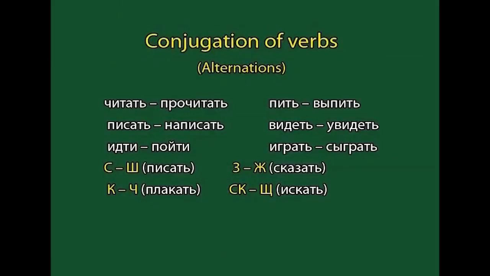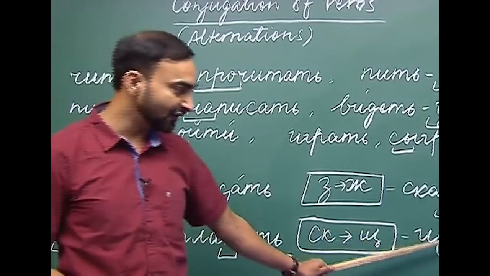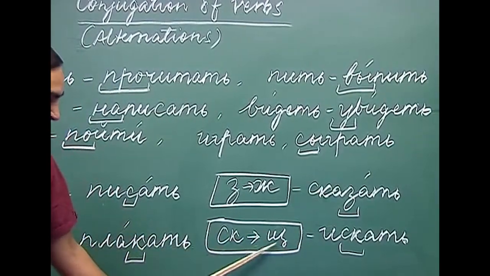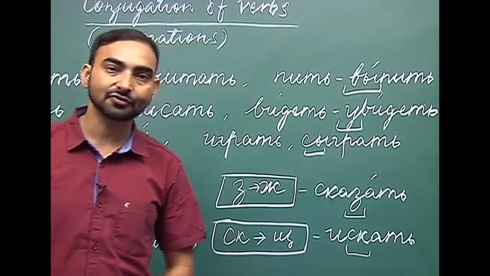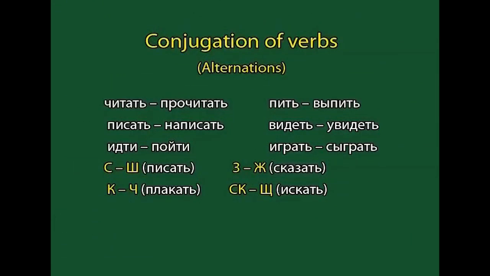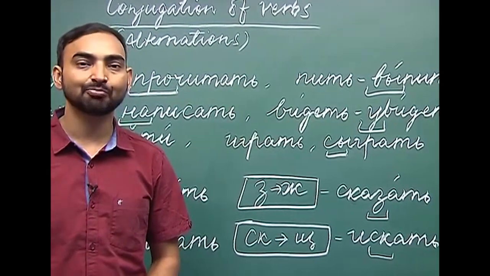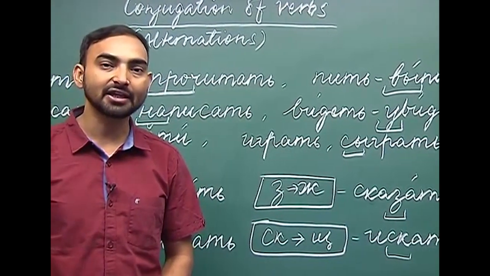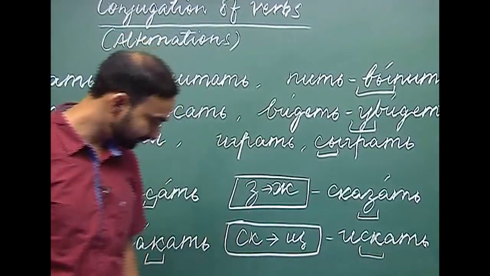The next alternation happens when a group of consonants s, k changes to a single consonant sh. Here a cluster of consonants is there in the infinitive form, which is changed to sh in the conjugated forms. For example, iskach. Iskach is to find, to look for. So, how do you conjugate iskach? Ya ishu, ti ishish, onana ishit, mi ishim, vi ishite, ani ishut. So, this is how we conjugate iskach.